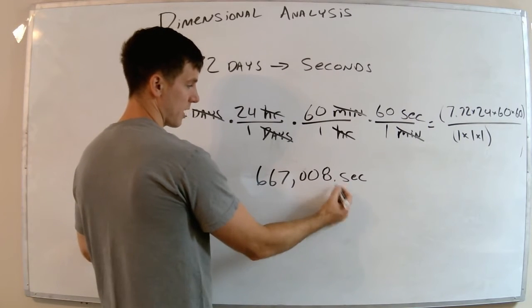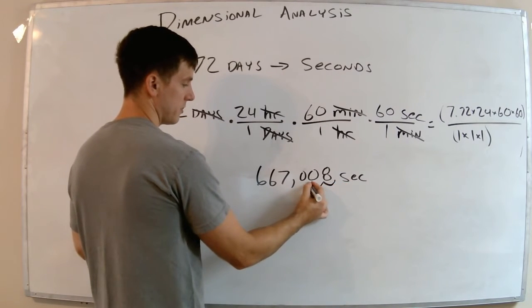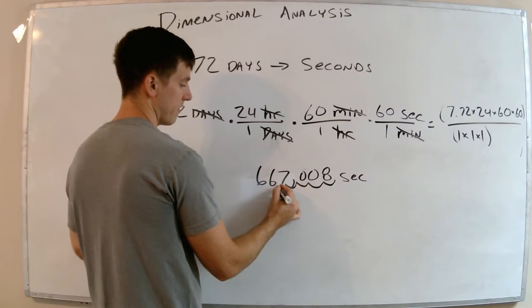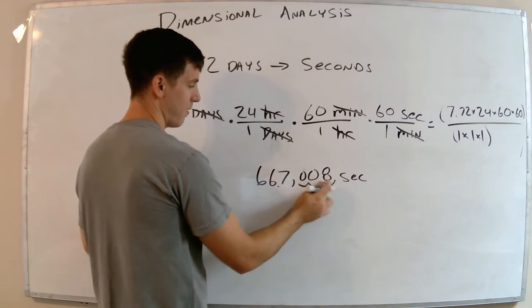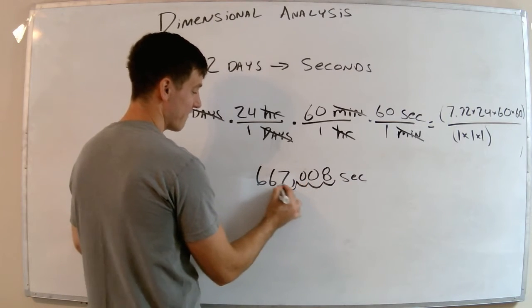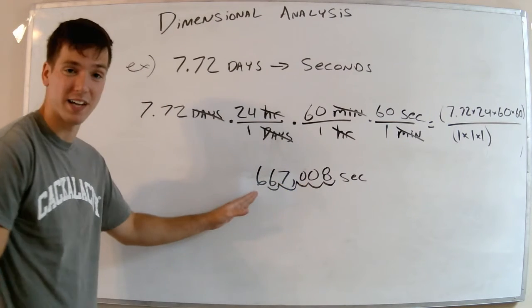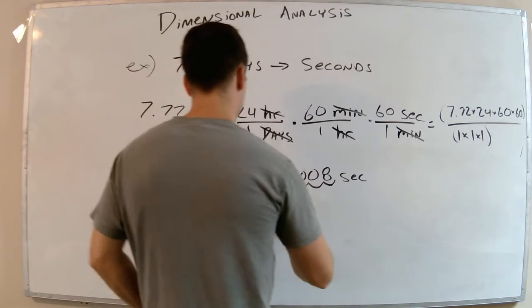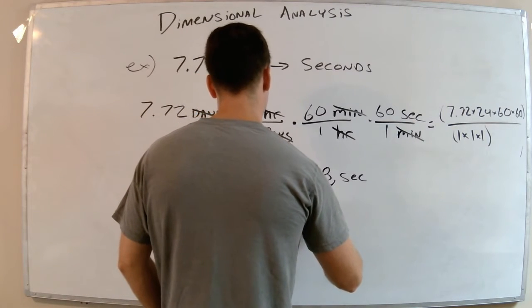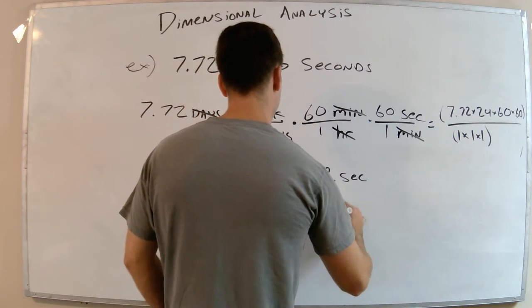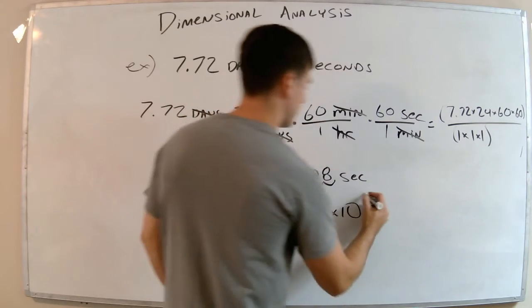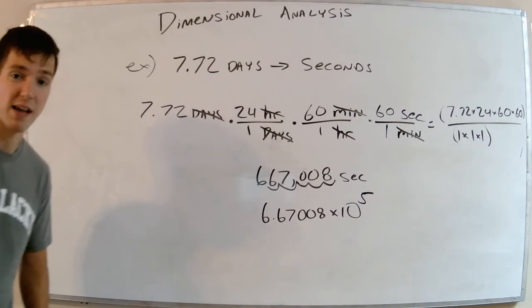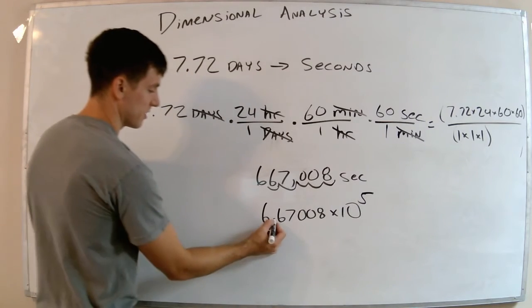Decimals here. I'm going to move it 1, 2, 3, 4, 5. Let me redo that. 1, 2, 3, 4, 5. Right now I just got one non-zero number to the left. So I have 6.67008 times 10, I moved it left 1, 2, 3, 4, 5, to the fifth. I keep it positive because I moved it to the left.